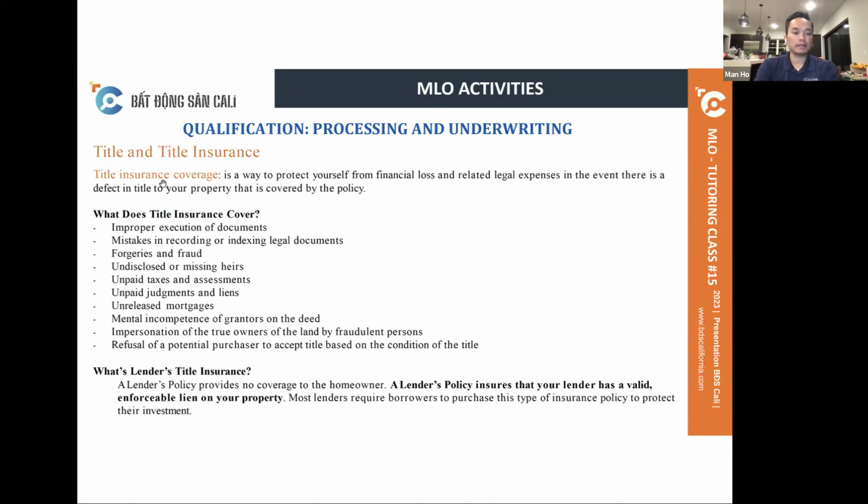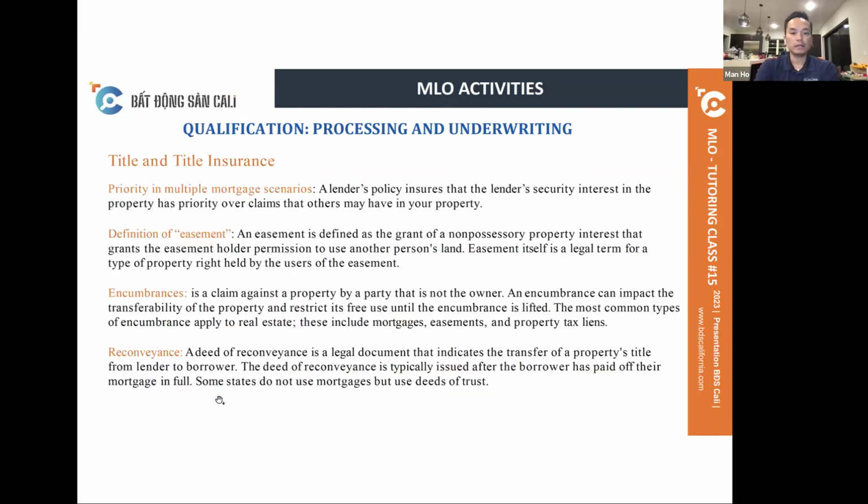Title and title insurance. I think we cover a lot of this. What does the title insurance cover? Improper execution, or the mistake, nondisclosure, unpaid judgment, lien, blah, blah, blah. Right? We talked about a lot of this in the past. And also lender title insurance, right? Just to protect the lender.